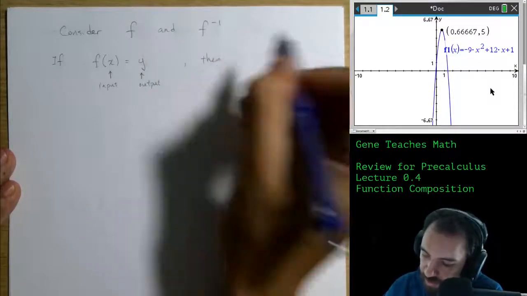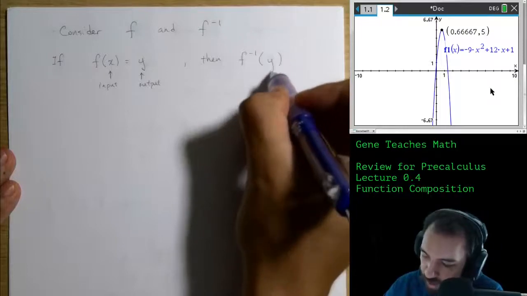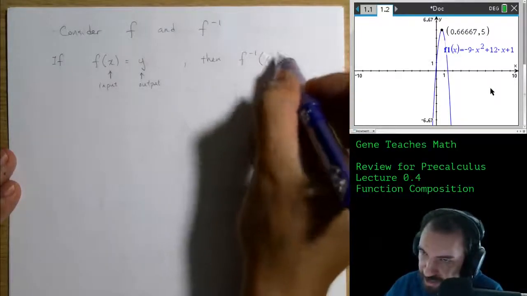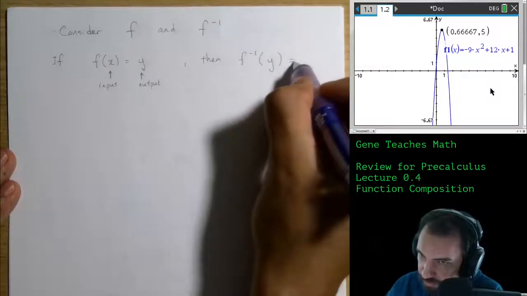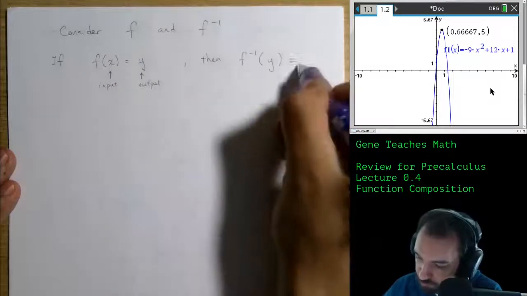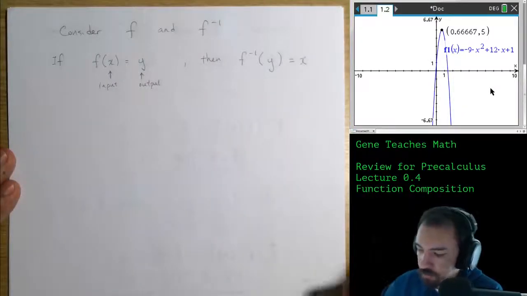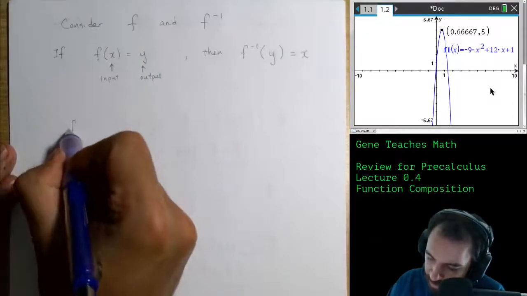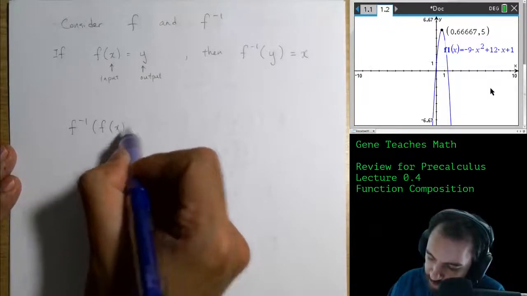Then we can say that f inverse of y, so I'm taking the output of the original and using it as the input for the inverse. What I should get here is the input of the original, right? I'm switching the input and output. I'm working backwards. So what if I want to do something like f inverse of f of x?